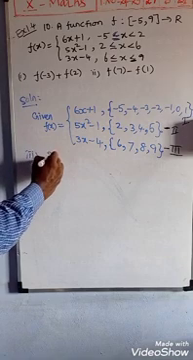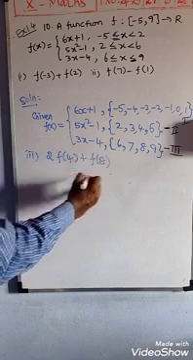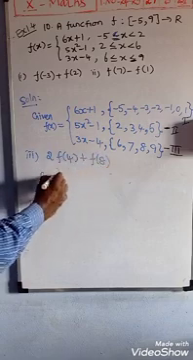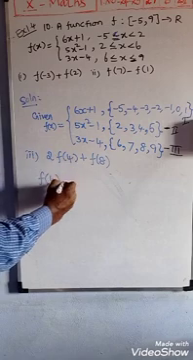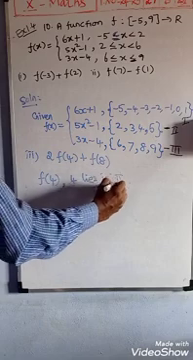The third point asks for 2 times f of 4 plus f of 8. First, consider f of 4, and don't treat it as the 2 times. So f of 4 lies in which interval? The second interval.